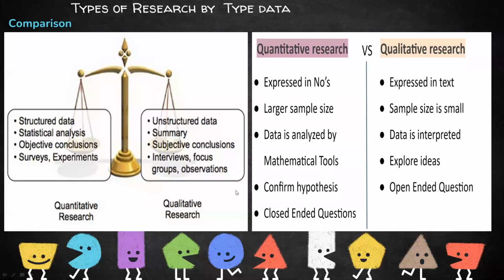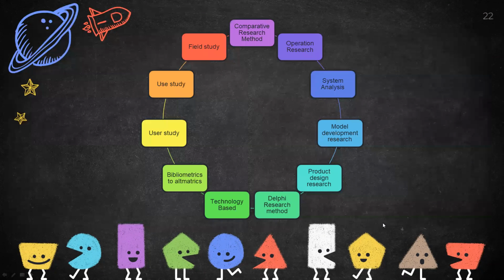So when we do the comparison, we have already seen the comparison of quantitative research and qualitative research. It can be expressed in numbers, it can be expressed in text. A large sample we are choosing here, a small sample we are choosing here. Data is analyzed by mathematical tools here, and here the data is interpreted. We can explore various ideas, open-ended questions we can ask. Here we can test and confirm the hypothesis, and here closed-ended questions we are asking. So this is the simple comparison between quantitative and qualitative research.